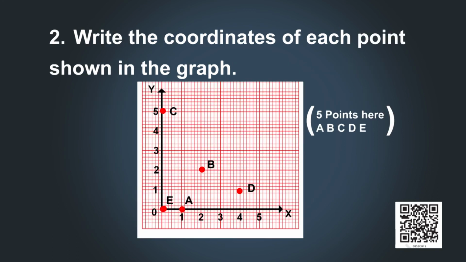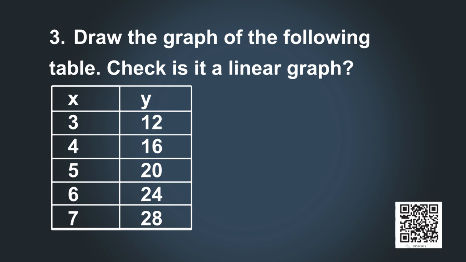The next question is, write the coordinates of each point shown in the figure. Draw the graph for the following table. Check whether it is a linear graph. The x coordinate is 3, for which the y coordinate is 12. The x coordinate is 4, for which the y coordinate is 16. The x coordinate is 5, for which the y coordinate is 20. The x coordinate is 6, for which the y coordinate is 24. The x coordinate is 7, for which the y coordinate is 28.